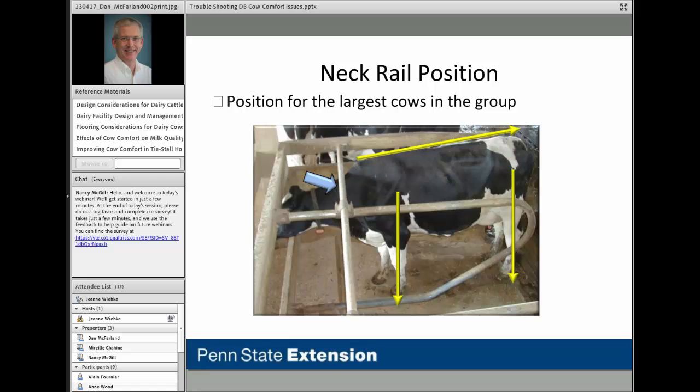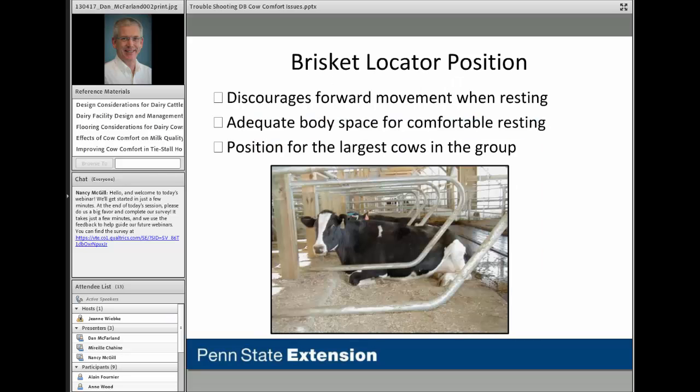And so one of the key things I look for, again, looking for the largest cows in the group, is can they enter that stall straight on, their backbone level, front and rear legs square under them, and maybe just touching the neck rail? Then I'm confident that cow can rest on the stall, get in the stall, recline comfortably, and also get up and leave the stall easily as well.